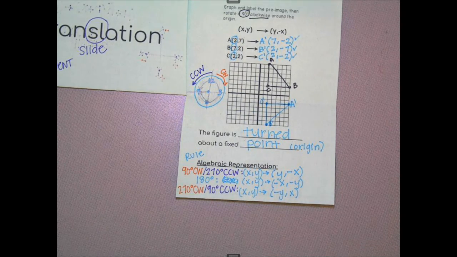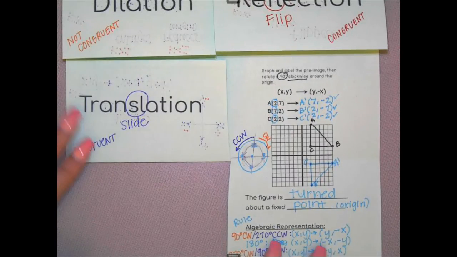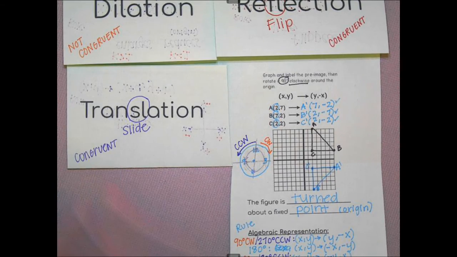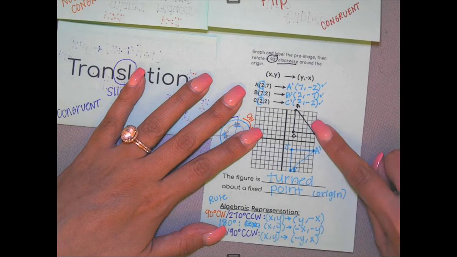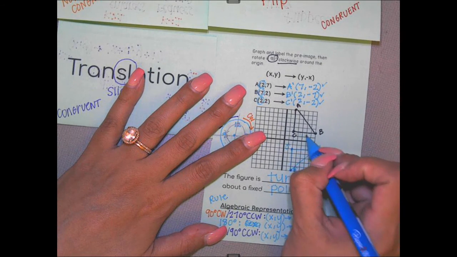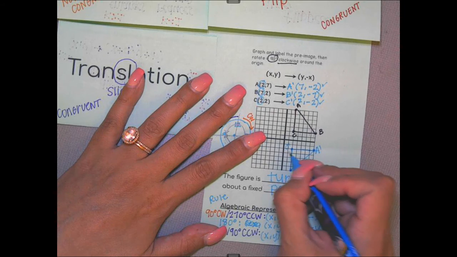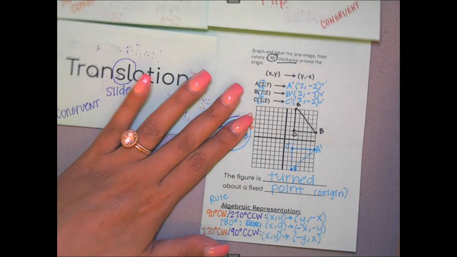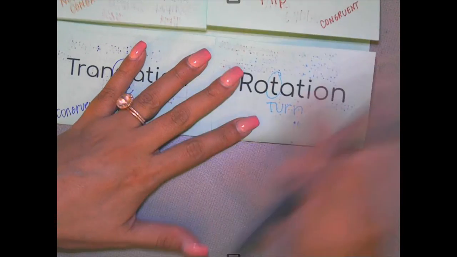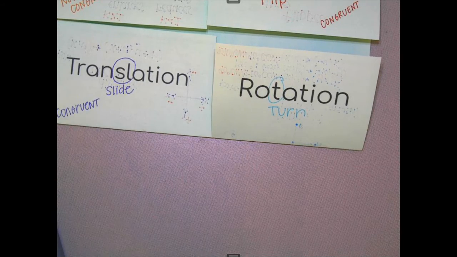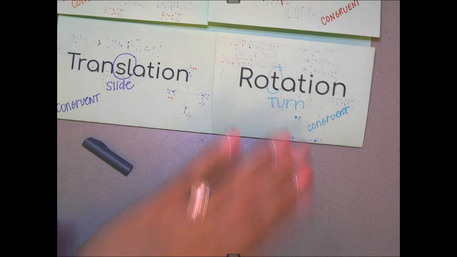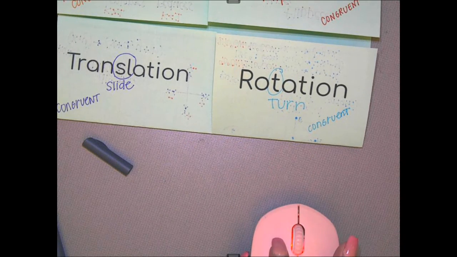Now, looking back, dilations, not congruent. Reflections, congruent. Translations, congruent. So if I look at my original and my prime, I can see on these straight lines, 1, 2, 3, 4, 5. 1, 2, 3, 4, 5. Perfect. They have the same amount. So for rotations, we can write congruent because they will stay the same size and the same shape.